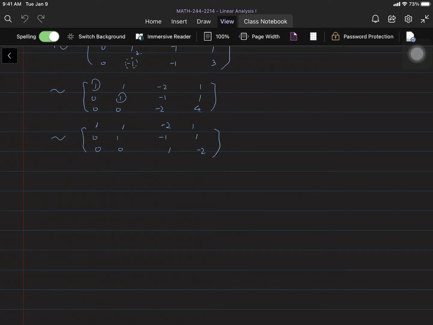Now let's continue to finish this section. So here we have a definition. It's called the rank of a matrix. The rank means the number of the non-zero rows in the row echelon form. So let's take a look. Definition.